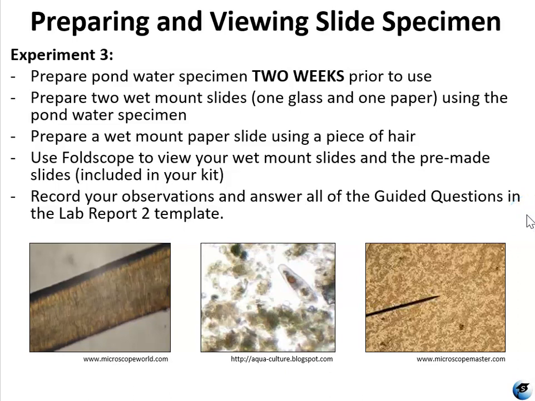Experiment 3 requires you to prepare the pond water specimen ahead of time. So what you're going to have is a lyophilized pond water specimen. It's in a little packet in your kit, and you'll need to add that to some sterilized water. And that has to incubate at room temperature for 2 weeks before you use it. So your kit is going to have a little note on the lid notifying you of this when you pick it up. When you first get your kit, you're going to want to go ahead and set up the pond water specimen so that they have plenty of time to incubate before you get to Lab 3.